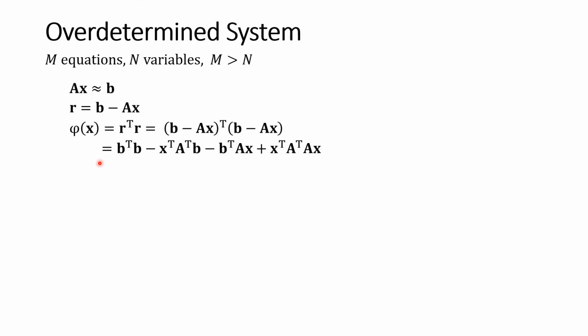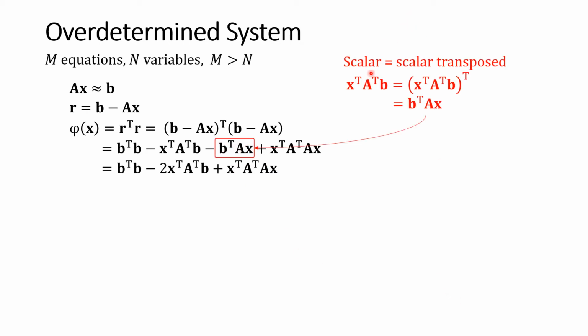Now, each term is a scalar. Look at the third term here. It's a scalar, and a scalar is equal to its own transpose. So if we replace this with its transpose, it will make no difference. But its transpose, (B transpose AX) transposed, is actually the second term, X transpose A transpose B. Whence phi of X is B transpose B minus twice X transpose A transpose B plus X transpose A transpose AX. This is the quadratic term, and it can always be seen very easily that A transpose A is always a symmetric matrix.